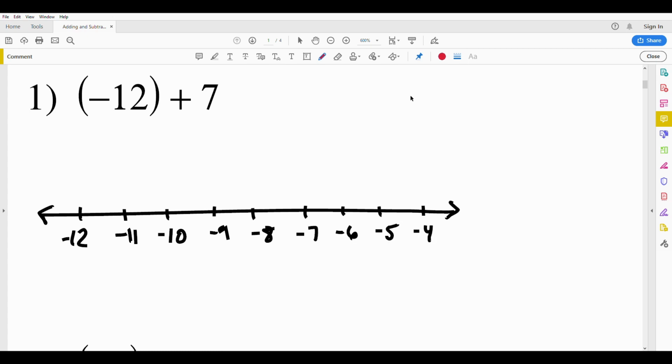Now, if we're starting at negative 12, we're going to be adding 7 to that. And adding a positive number, we're moving to the right on the number line. When we add a negative number, we move to the left. So as opposed to going to the left of 12 to negative 13, we're going to be going to the right 7 times. So plus 1, plus 2, plus 3, plus 4, plus 5, 6, and then 7. So our solution in number 1 is going to be negative 5.